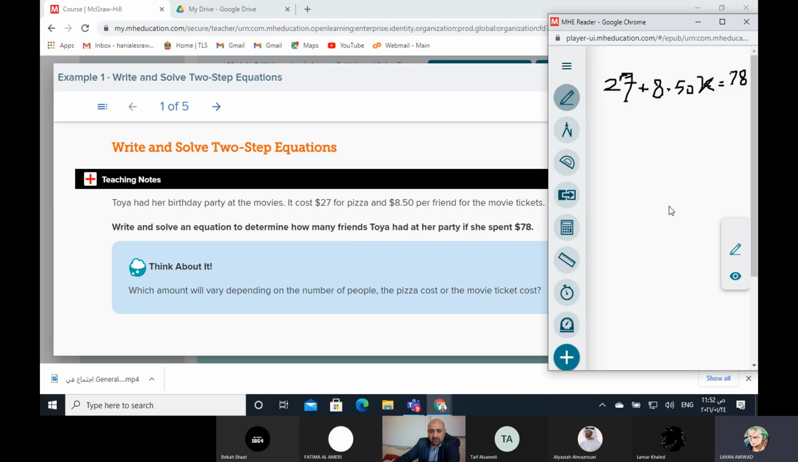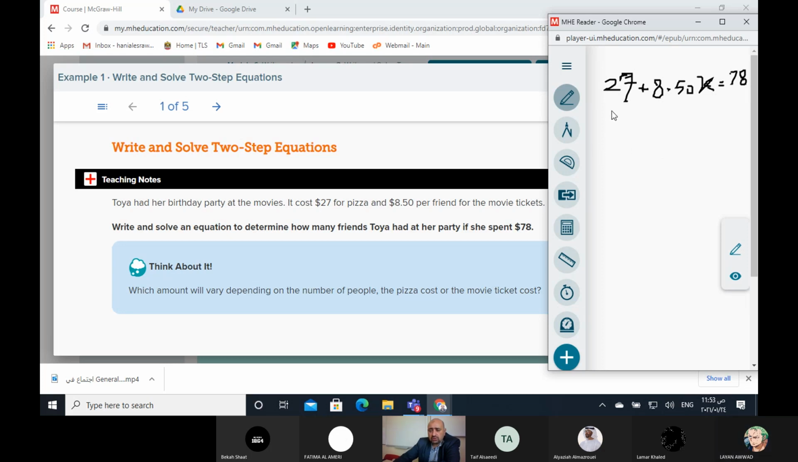Okay, so I will repeat. She spent 27 for pizza and 8.50 per friend. This is the ticket for one friend, but I don't know how many friends are in the party. So put x, the number of friends. So the total cost will be 78. So this is the equation.